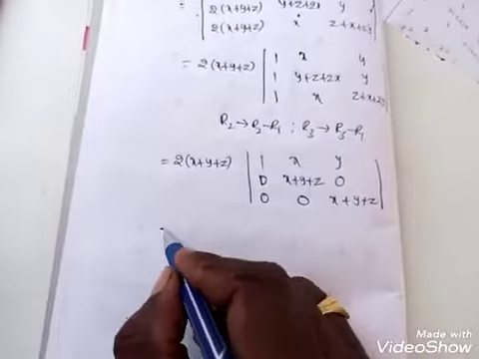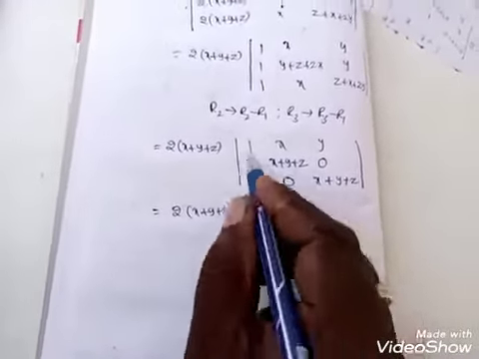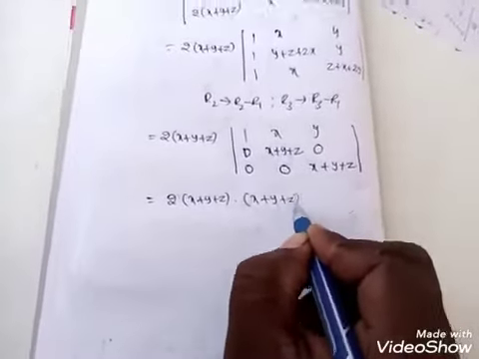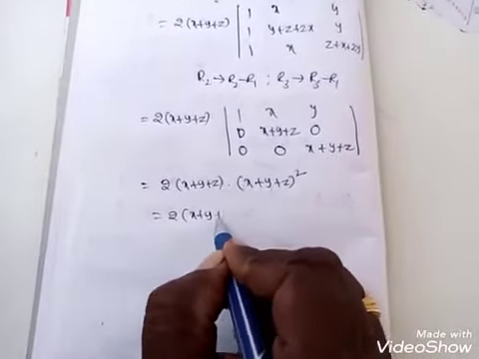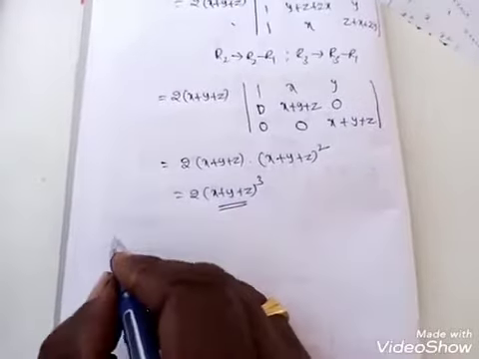Therefore what are you going to get? This is 2 into (x plus y plus z) into 1 into (x plus y plus z) into (x plus y plus z), that is (x plus y plus z) whole square. Finally you got 2 into (x plus y plus z) whole cube. Hence proved.